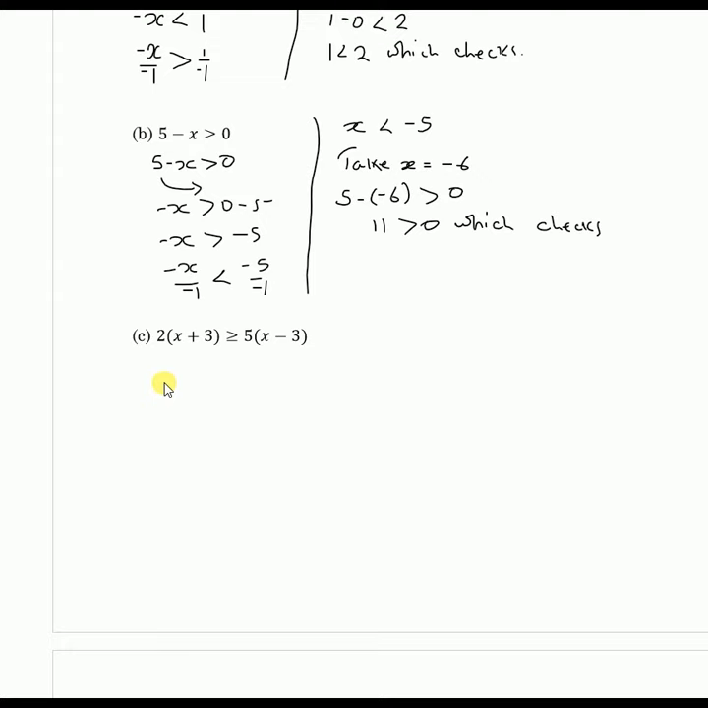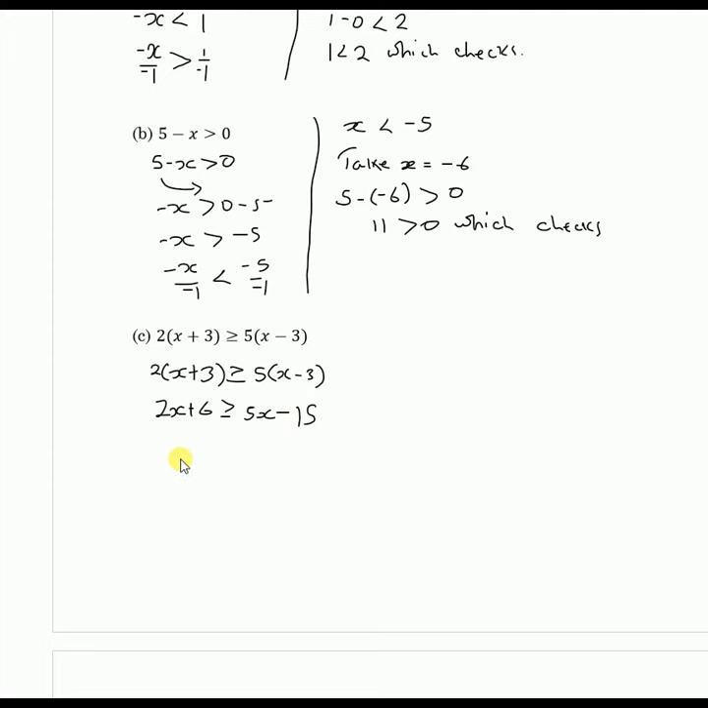2x, let us open the brackets. 2 into x plus 3 is greater than or equal to 5 into x minus 3. Open the bracket. 2 times x, that is 2x, plus 2 times 3, that is 6, greater than or equal to 5 times x, that is 5x, 5 times 3, it is a minus here, so that is minus 15.